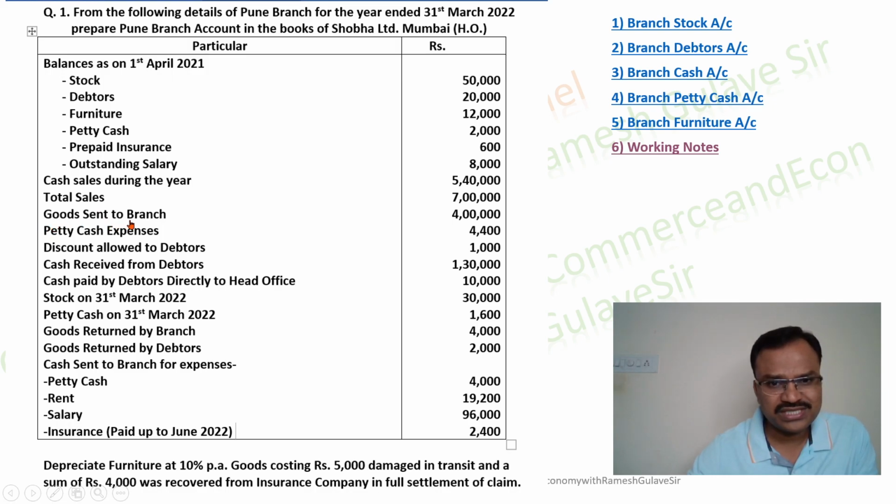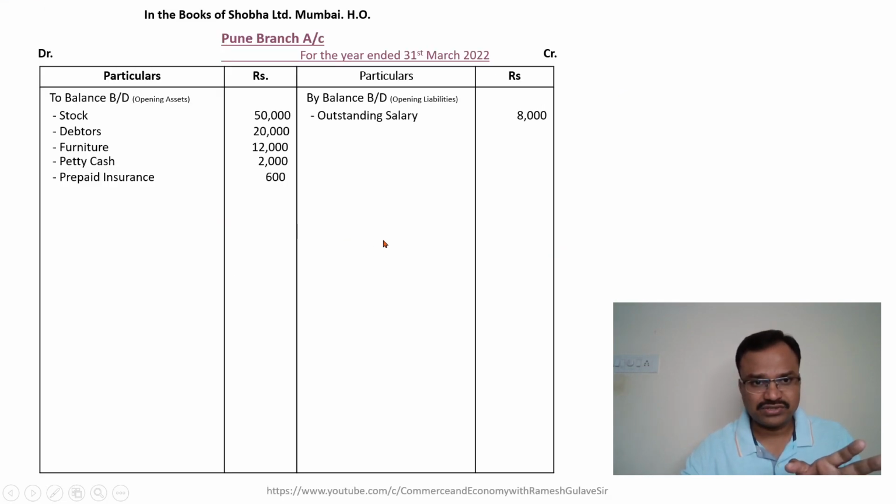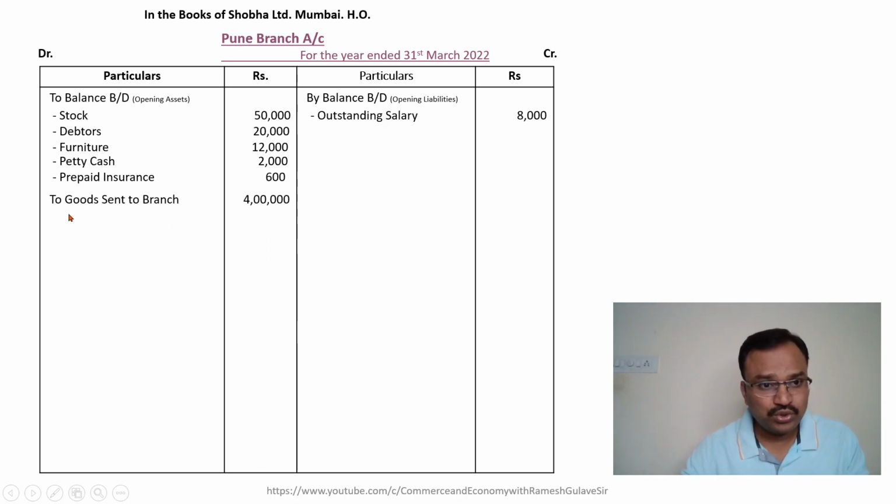Next point is goods sent to branch. Amount is rupees 4 lakh. We have already discussed that. Goods sent to branch, or goods sent by head office to branch, is recorded on the debit side of branch account. So here on the debit side, to goods sent to branch, rupees 4 lakh.